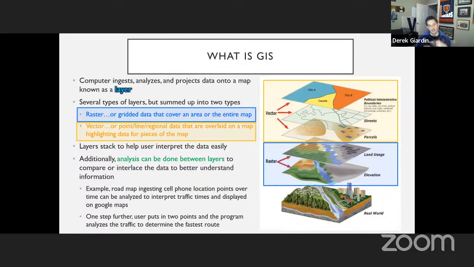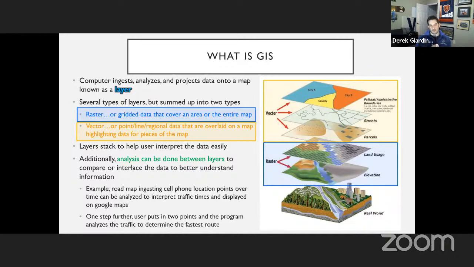The layers can stack, so the user can interpret them, and also they can be analyzed together. You can analyze one with the other, and you can interact with them, and you can combine them and get more information out of it. And that's really where GIS comes to the forefront, is the way you can take multiple sets of data, analyze them, and output something that's easy to read.